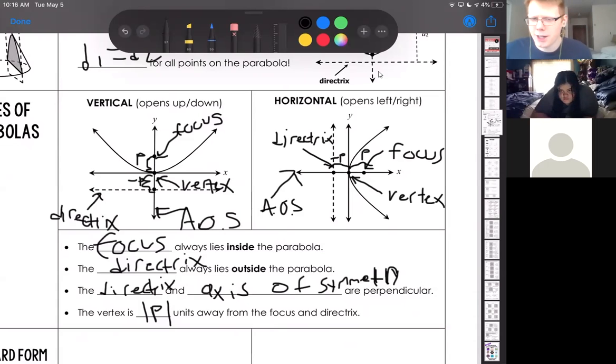But we're going to be looking at a lot of examples. So I know probably right now you're wondering what all these terms mean. But basically, that's the idea. Once you get your vertex, you use this p-value to get your other pieces. And then you just sketch it from there. But we'll see how that works.